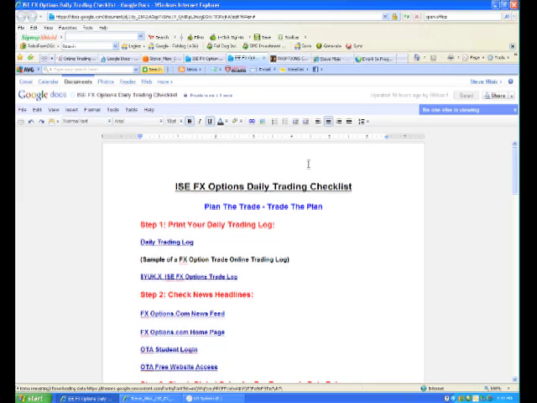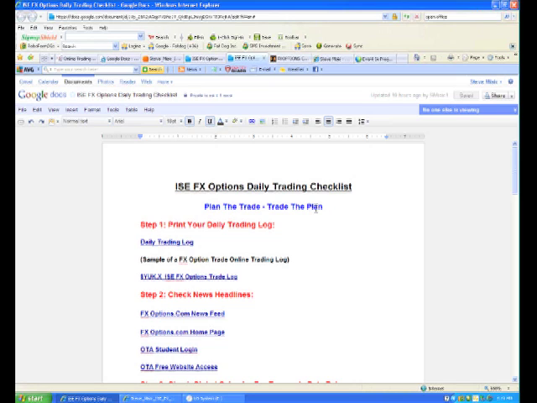Awesome. All right. This is a Google document. You can see where it says Google document. You should be able to see my cursor too, because I'm moving my cursor. Perfect. All right. And notice it says ISE FX Options Daily Trading Checklist, plan the trade, trade the plan. That's my motto for every class I teach. We plan our trades and we trade our plans.